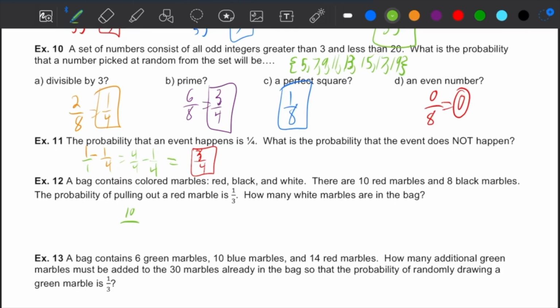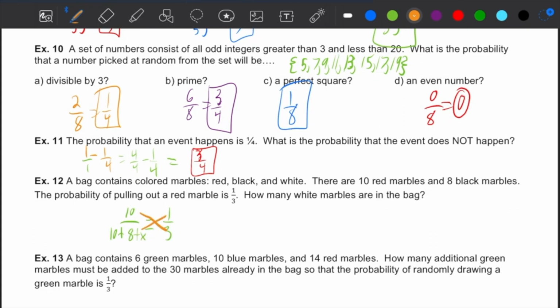So you'd put 10 over however many total marbles there are to give you 1/3, the probability of pulling that out. Now we don't know how many total there are, but we know you would add 10, the red, plus 8, the black, and let's call x the number of white marbles. If you knew x, you'd add it with 10 and 8, and you'd put it on the bottom of that fraction, and that would reduce to 1/3. So let's set it up this way. Since this equation would be true if we knew what x was, it must be true even if we don't know what x is.